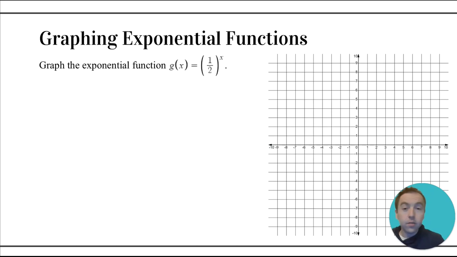Now when we examine this graph, we basically just have the reciprocal of 2 as our base this time, so 1/2. We're going to see a really strong connection between the graph of g here and the graph that we just graphed with y equals 2 to the x.